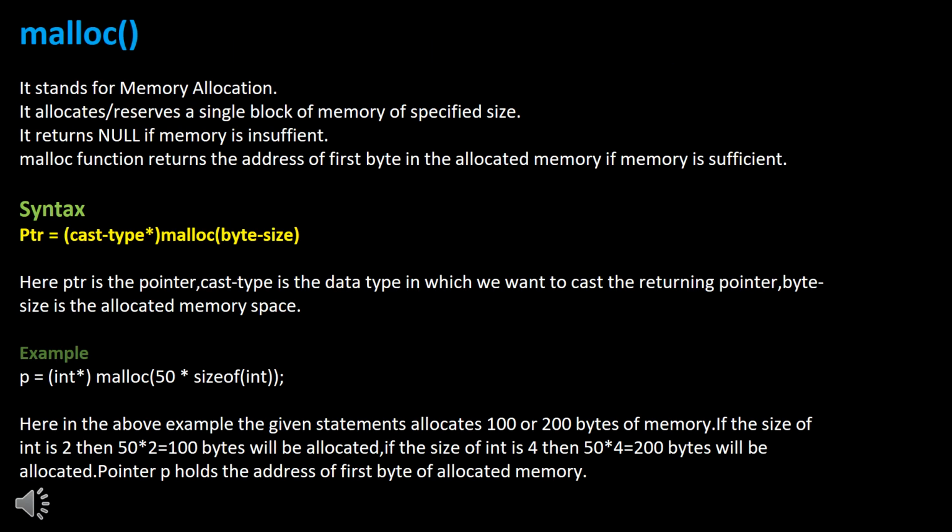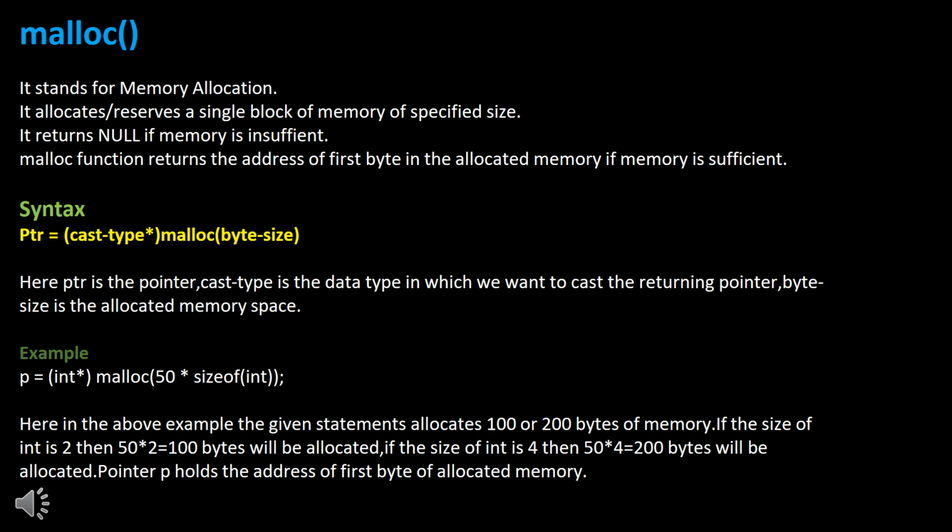Let's start with malloc, which stands for memory allocation. It reserves a single, continuous block of memory of a specified size. If the system cannot allocate the requested memory, for example, due to insufficient memory, it returns null. If successful, malloc provides the memory starting address as a pointer. Here is the syntax: ptr = (cast type *) malloc(byte size).